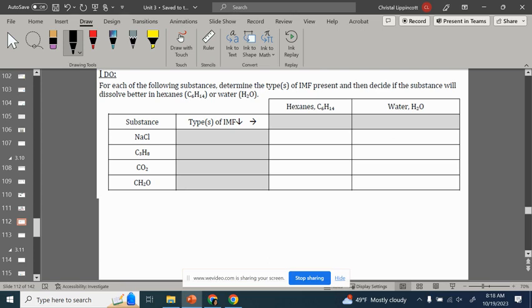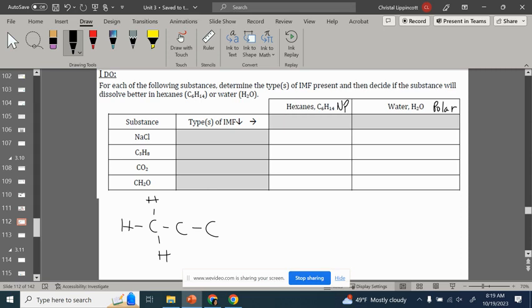So hexane. Is hexane polar or nonpolar? Here's the formula for hexane. Nonpolar. You're just going to have C's repeated all the way down with H's attached to each C. I'm not going to bother to draw it out. You know that water is polar. So this is nonpolar. This is polar.